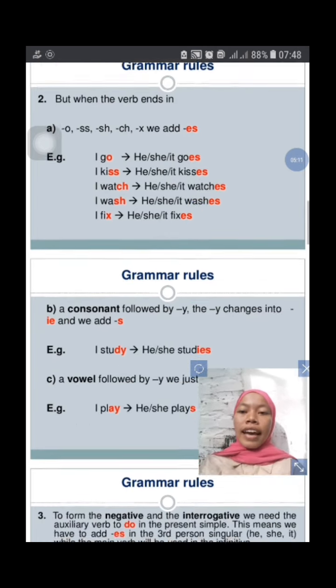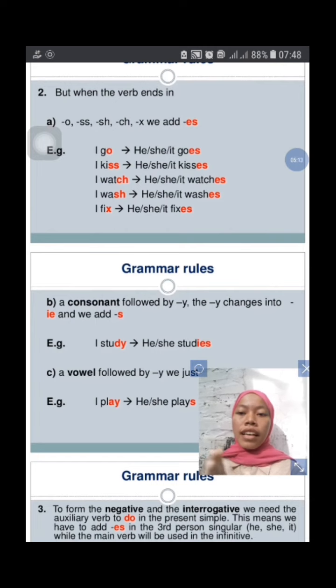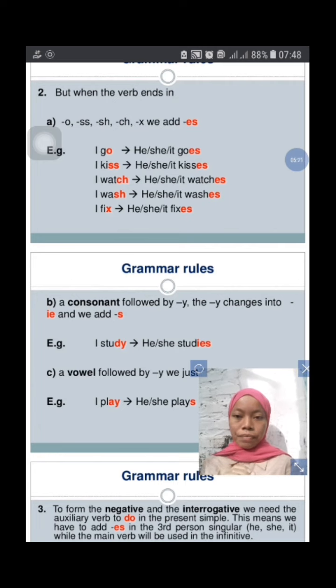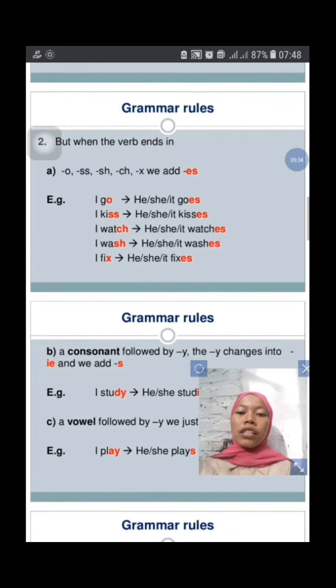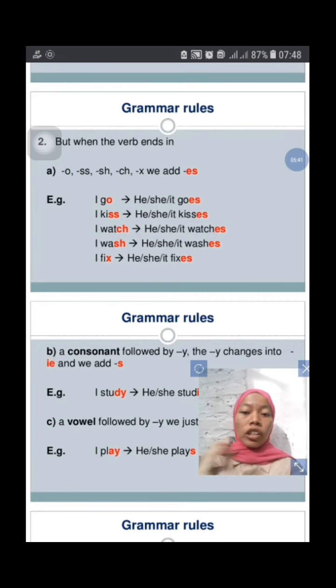And then next, when the verb ends in o, ss, sh, ch, and x, we add es. Example: I go. Because we use he, she, or it, the third person singular, we use go plus es. So it becomes he goes, not he go, but he goes, because this is a third person singular.